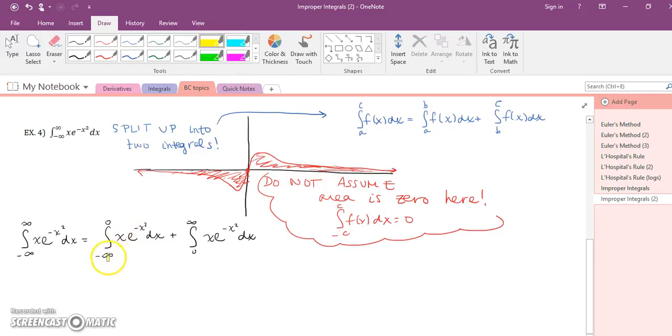And check this out. We get 2 for the price of 1 here. We now get double the fun. We have 2 improper integrals. This one, we've already done types like this before. This should be quick. This one, though, we have not done yet, where the lower bound is negative infinity.